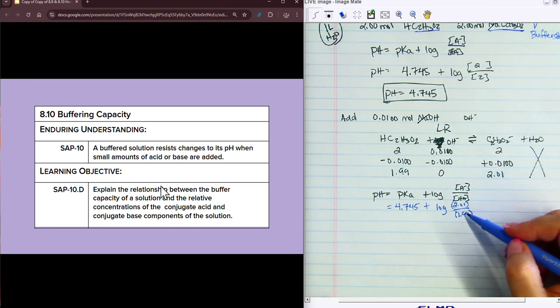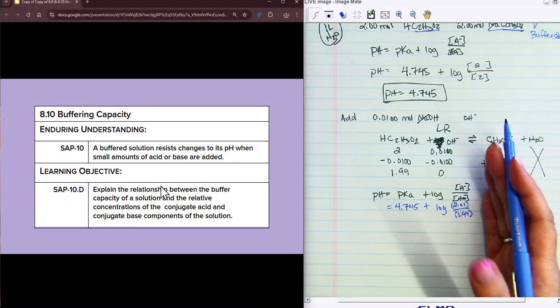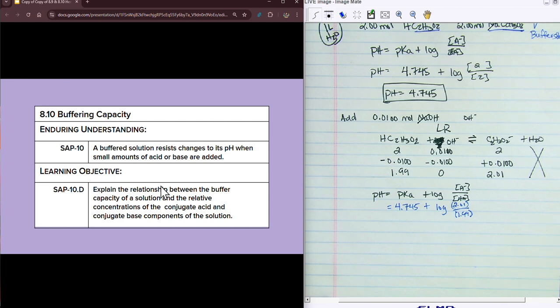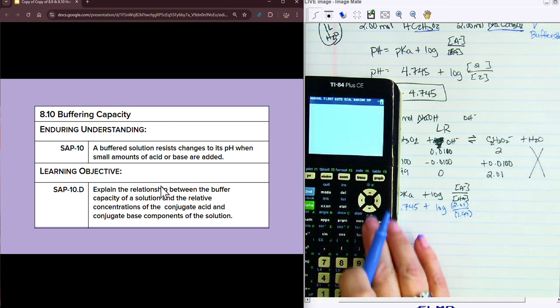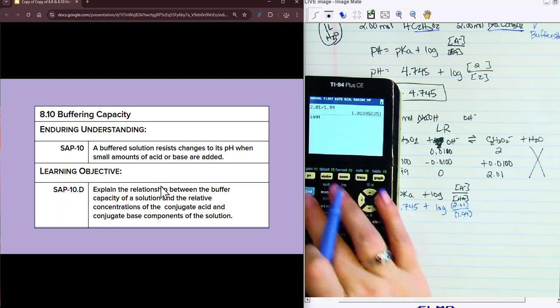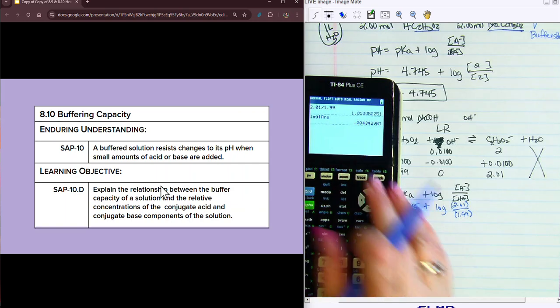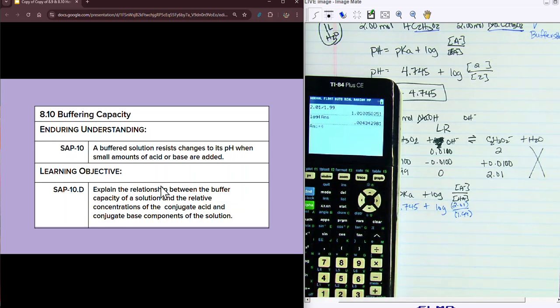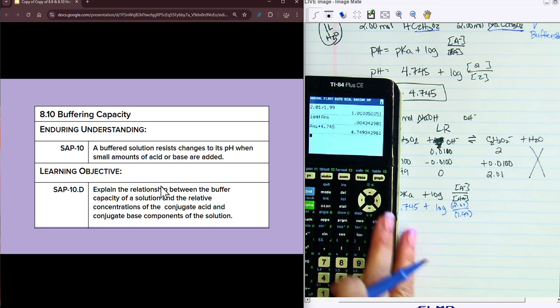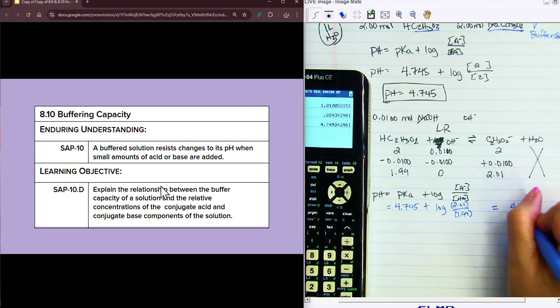Now, this ratio is greater than 1. It's almost 1, but it's not exactly 1. It's a little bit greater than 1. So when I take the log of this, I should have a positive number. All right, so let's see. 2.01 divided by 1.99. Take the log of that number, and it is a positive number. It's almost 0, but not quite, plus 4.745. And I get that my pH is equal to 4.75, with 3 sig figs.